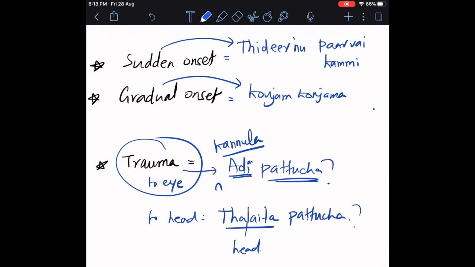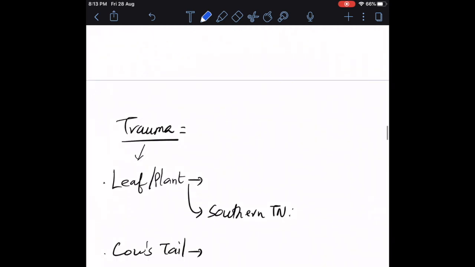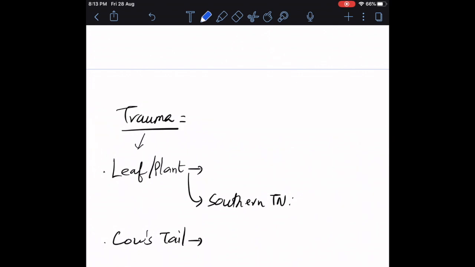Be very clear with this. It is a very important history to ask. So, kannila adi patticha, talaila adi patticha. Now, with the history of trauma, we can go further, because it's very important what has caused that particular trauma to the eye. In Tamil Nadu, especially southern Tamil Nadu, there are more farmers. They are more exposed to injuries with plants. As a result, they will present with fungal corneal ulcers.